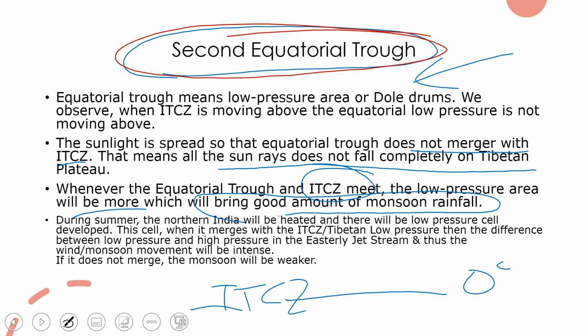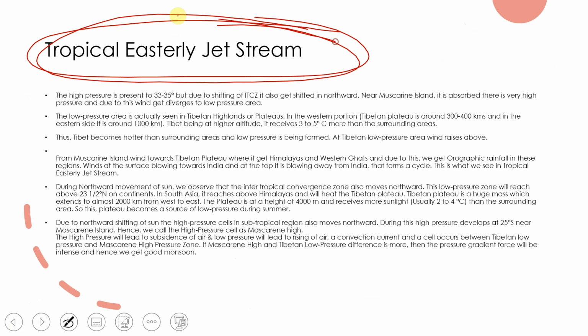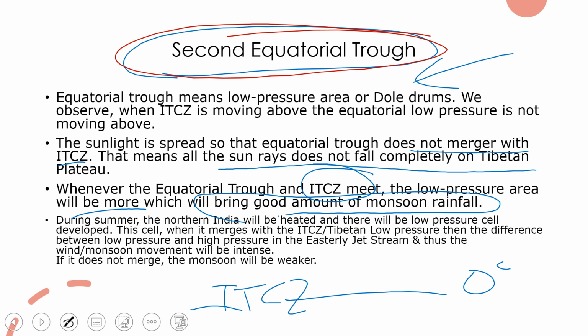So these three things we have seen. First, the tropical easterly jet stream, where the Tibetan Plateau is causing intense pressure and it is causing the coming of the monsoon. Second is the equatorial trough, that is, when it hits the Indian land, the ITCZ will merge with the Indian low trough, that is the equatorial trough, and this will create intense low pressure, which will help in the coming of the monsoon.